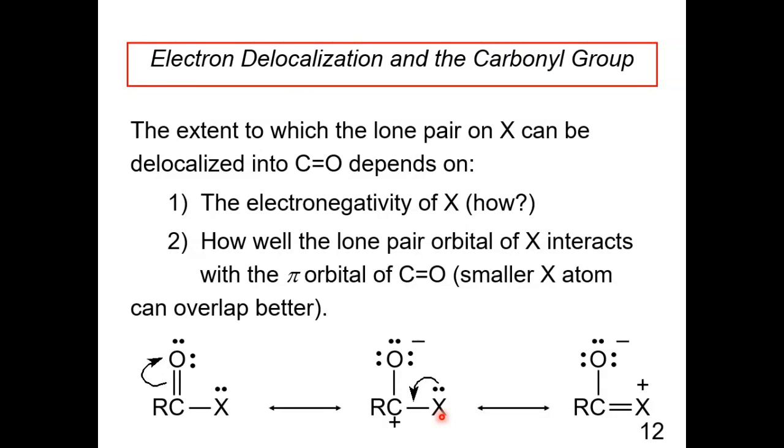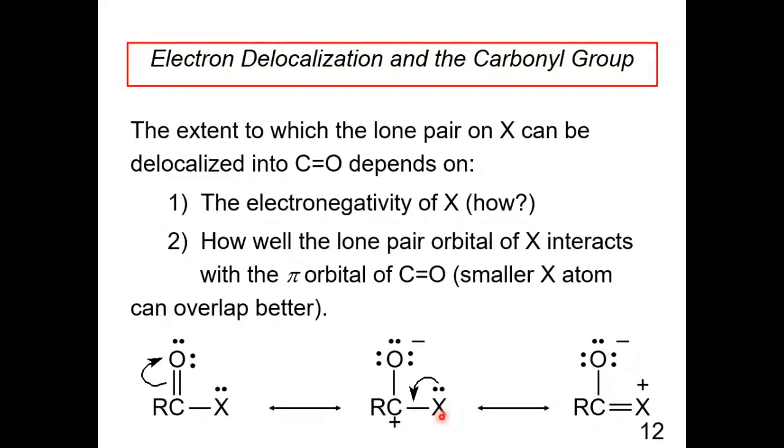So if two heteroatoms are in the same period, you will see why I mention the same period, the electronegativity will be the determining factor in how well the heteroatom gives out a lone pair. Because the more electronegative element will be less willing to give out a lone pair, and the less electronegative will be more willing to give out a lone pair.